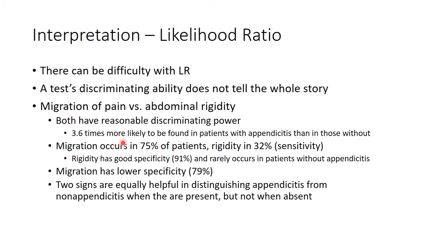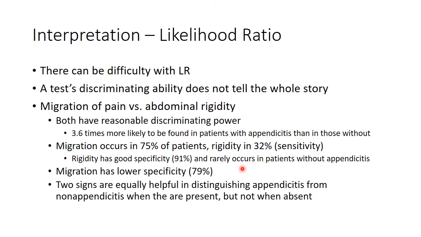But you see that migration occurs in a higher proportion of patients, 75%, versus rigidity in 32%. So again, the sensitivity is a lot different here, but rigidity has pretty good specificity and rarely occurs in patients without appendicitis. So you have to take all of these things into account when you're evaluating your patients. This is how you come up with a lot of these risk scores, these tests that give you a better idea of what's the likelihood they really have this.